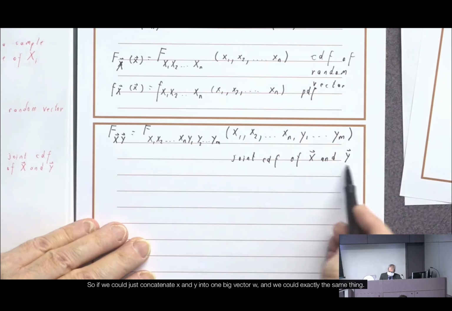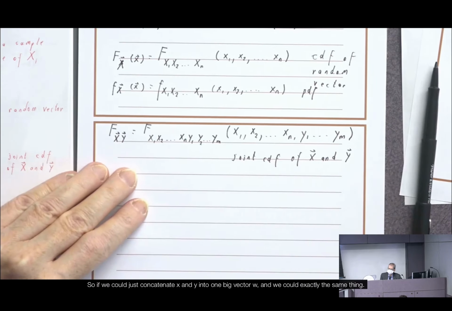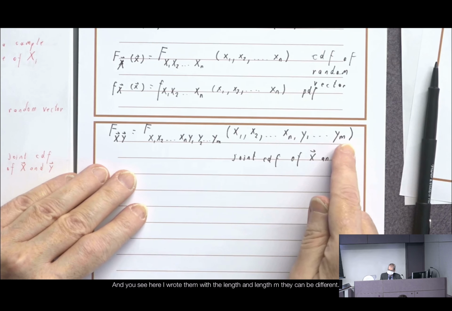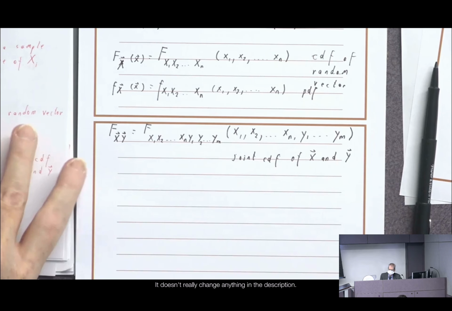We could just concatenate x and y into one big vector w. It would be exactly the same thing. It's not necessary that the two vectors have the same length. And you see here I wrote them with the length n and the length m. They can be different. It doesn't really change anything in the description.